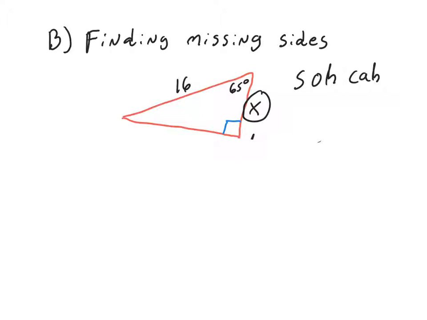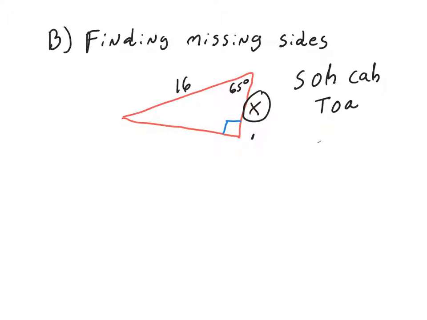Sine is opposite over hypotenuse, cosine is adjacent over hypotenuse, and then TOA, tangent, is opposite over adjacent. Alright, so I write that down so I can remember it, because we're going to need to figure out which one of these three, sine, cosine, or tangent, we're going to use. What I'm going to do next is label the sides of the triangle in regards to the 65 degrees. Which one's the hypotenuse, which one's the opposite, which one's the adjacent.